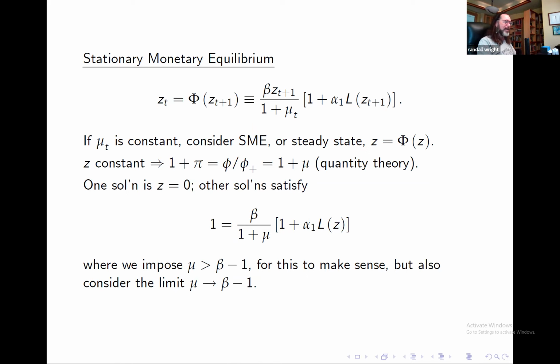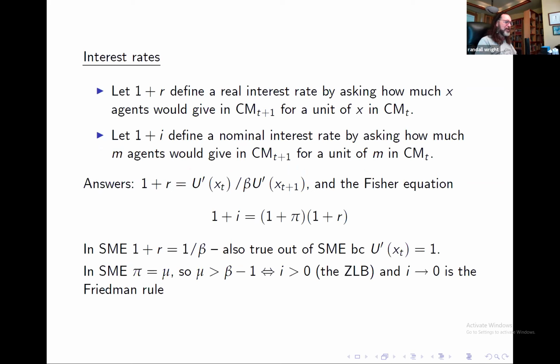And in fact, I want to rewrite it because of what I said before. Central banks usually talk about interest rate rules the last couple of decades. They used to talk about inflation targeting or money supply targeting. Let me define an interest rate. You can price any asset in the model, even if the asset's not traded in equilibrium. Let me define a real interest rate by asking agents how much numeraire they give up in the next CM for a unit of numeraire in this CM. R will be the answer. And in stationary equilibrium, 1 plus R equals 1 over beta.